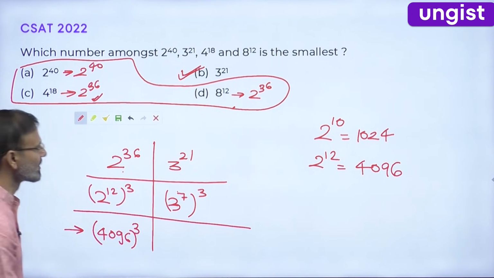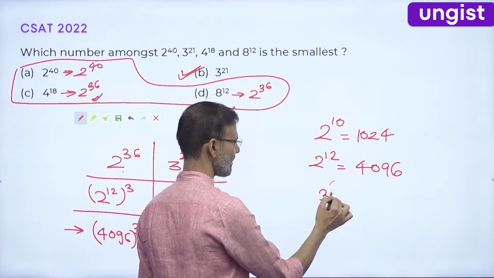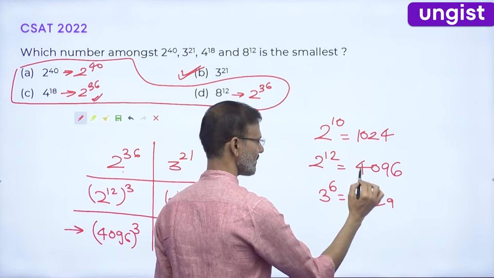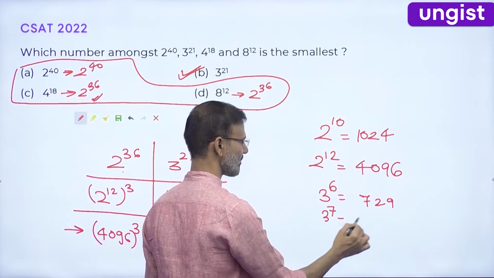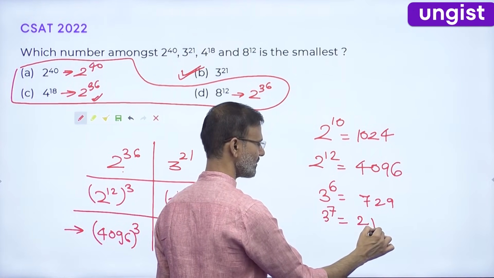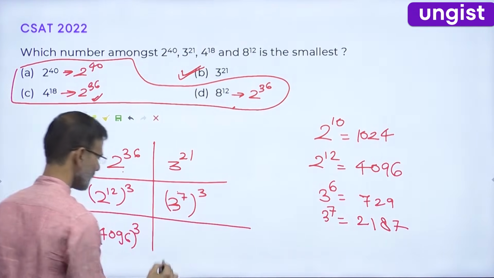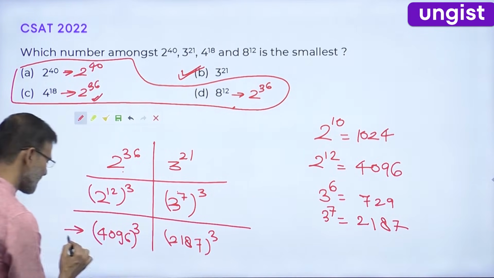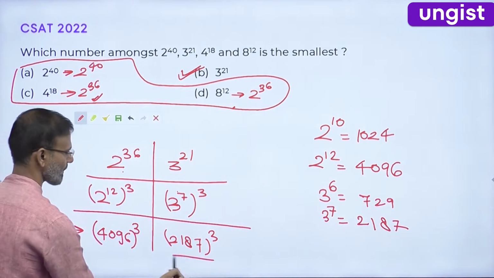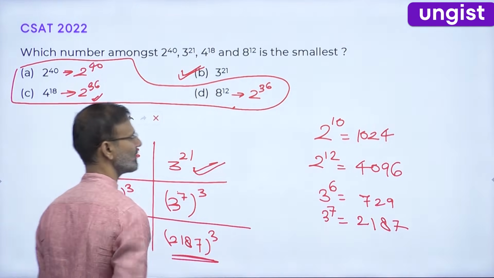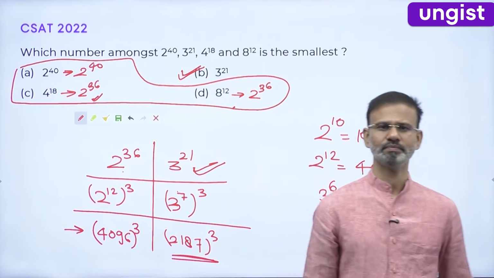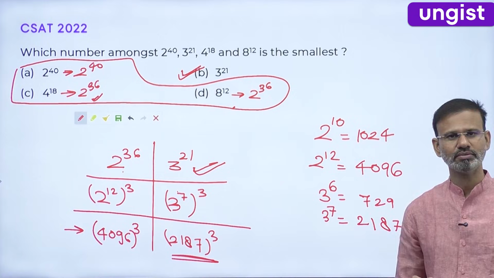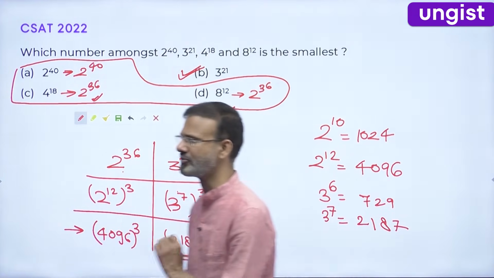Now 3 to the power 7. 3 to the power 6, everybody, this is 9 cube. 3 to the power 6 is 729. And 3 to the power 7 is this number into 3. So this is 2187. Okay? So this is 2187 raised to the power 3. Now guys, tell me which one is the smallest? Right? Guys, hope it is clear now. The entire solution. Done, everyone? Any doubt, guys? Any query? Any confusion?